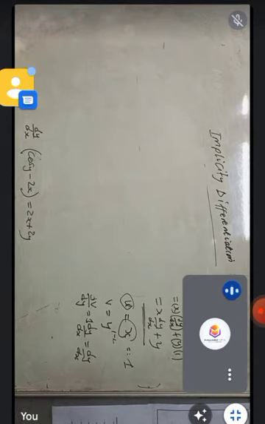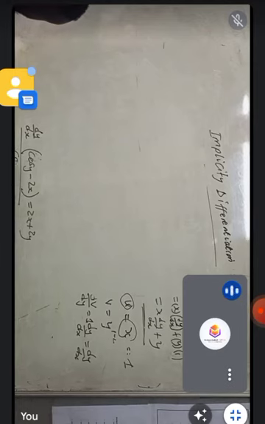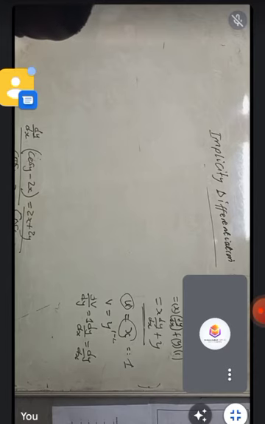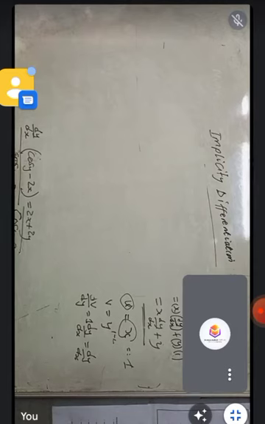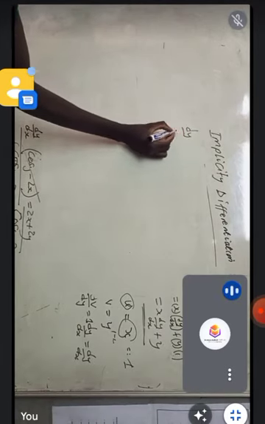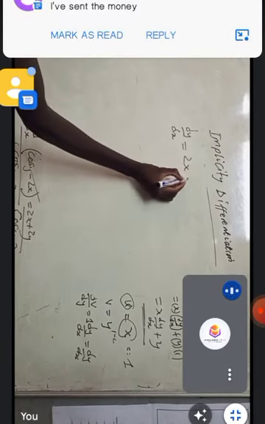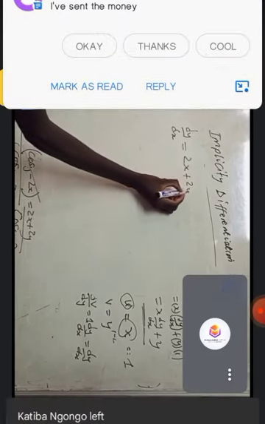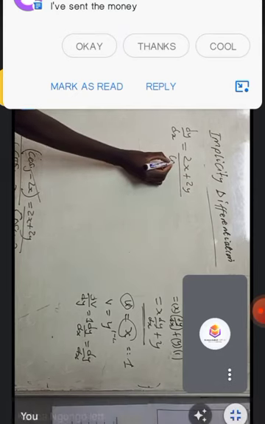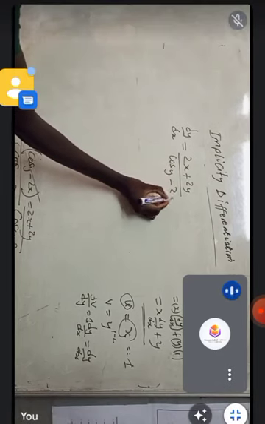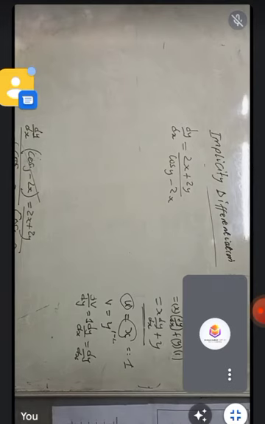Again, we're going to do the same thing. We're going to divide both sides by cos y minus 2x. So this and this will go, and we are going to remain with dy/dx equal to 2x plus 2y over cos y minus 2x. So this is the answer.